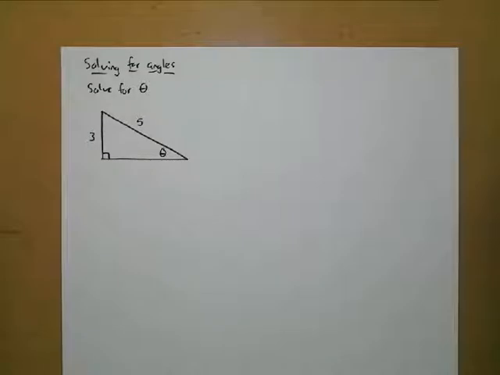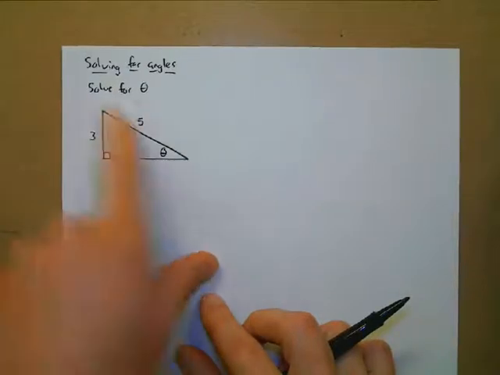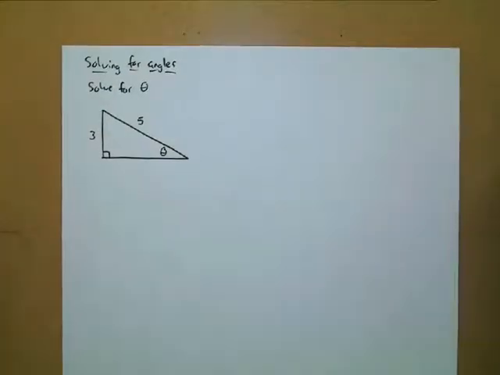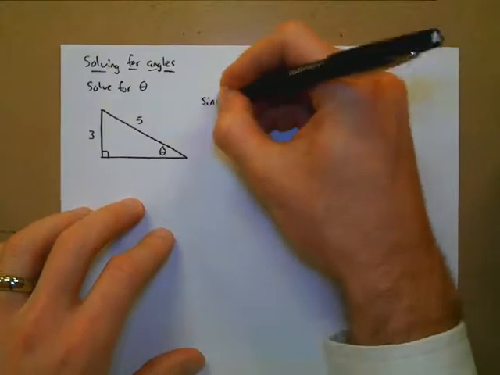Which trig function? Sine. So we'll say that sine of this unknown angle theta is equal to the opposite over the hypotenuse. But of course, we're not interested in what sine of theta is equal to. We want to know what just theta is equal to. And so we're going to take sine inverse of both sides. Okay. So the sine inverse and sine cancel. We're left with just theta.